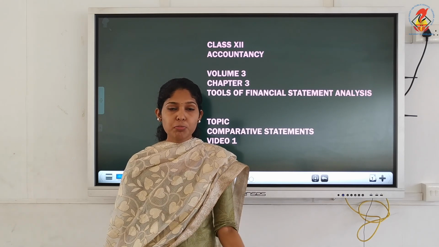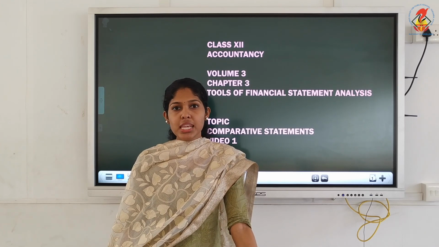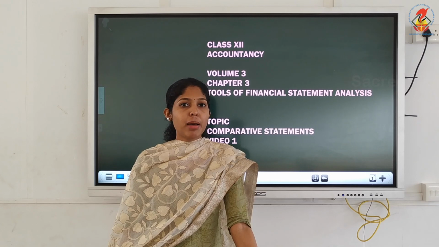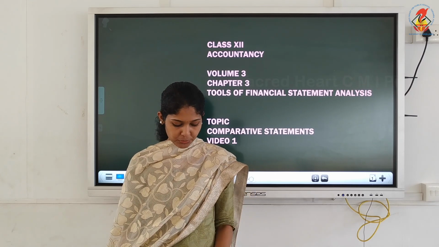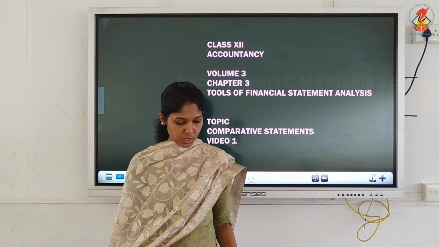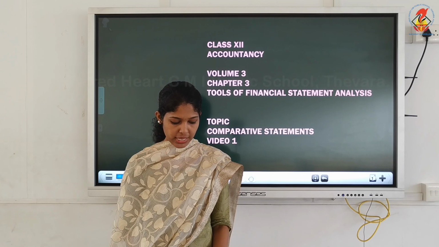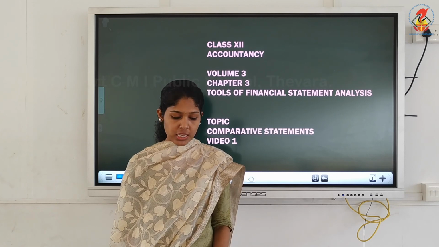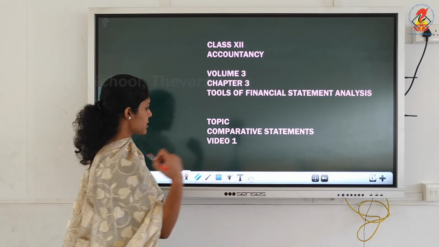What is the other name for P&L account? Last year you have learnt, it is also known as income statement. What about the balance sheet? It is also known as position statement. Okay. So comparative statement of profit and loss. Now we will work out illustration number 8, page number 3.15. Illustration number 8.